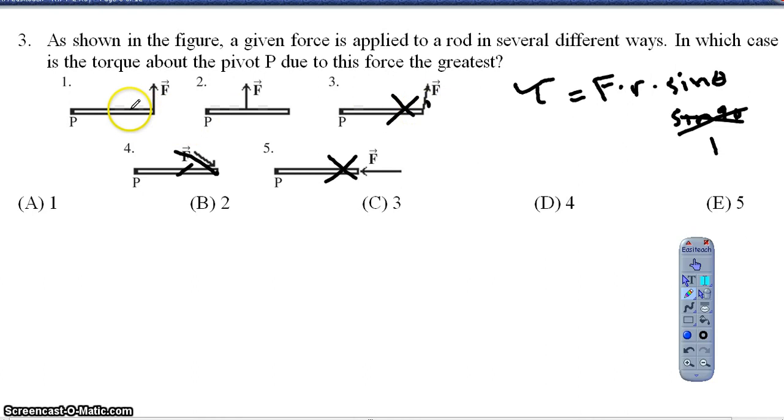So then the question becomes, okay, does 1 or 2 produce more torque? Well, as we've seen in the last couple problems, torque is dependent on both the force and the distance, right? So if the distance is cut in half, then that generates a torque that is cut in half as well. Okay, so that helps me rule out 2, so question 1 has to have the highest torque generated about pivot point P.